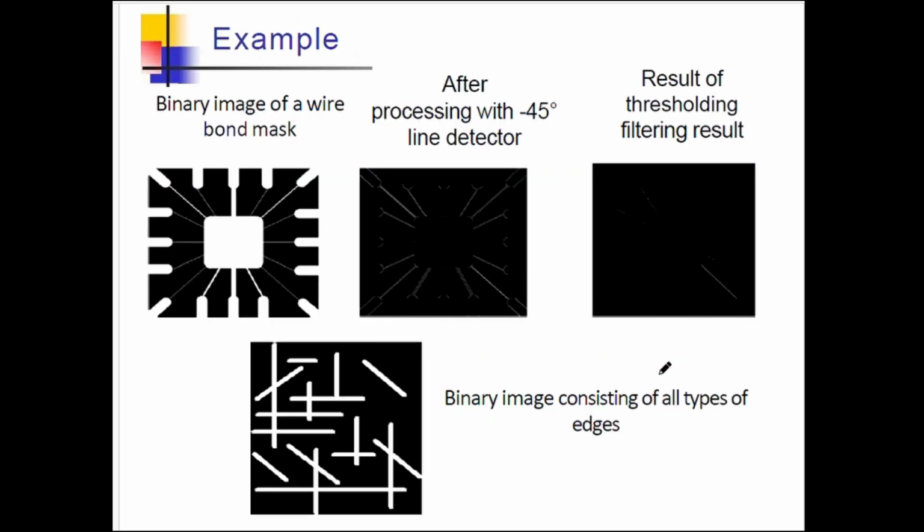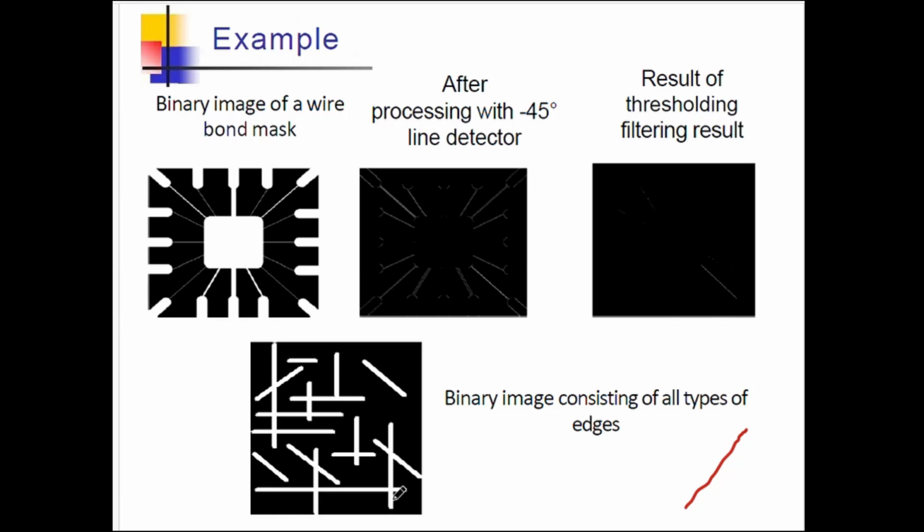Then, see the example. Binary image of a wire. This is the wire. After processing with the minus 45 degree line detector, the minus 45 degree line detector is like this. This is the result after thresholding. I explained the thresholding already.